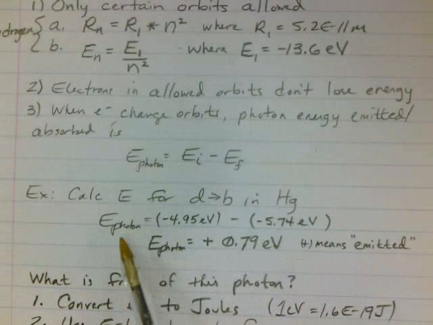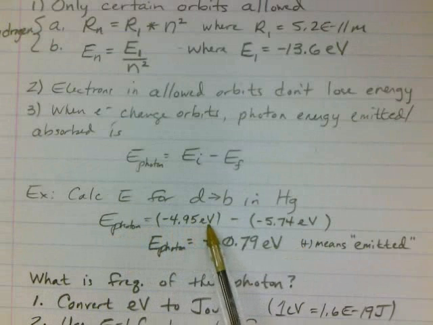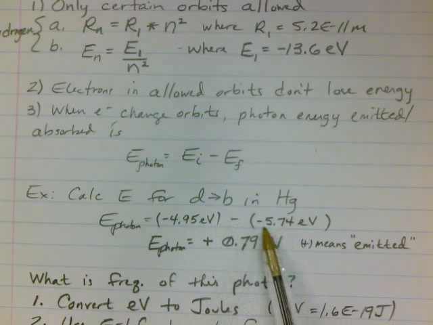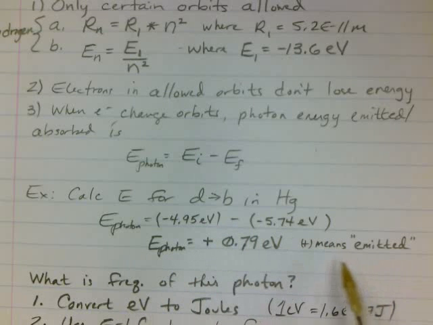So I come back to my calculation. Energy of the photon is negative 4.95. That's where we started out, minus negative 5.74 electron volts. And then the energy of the photon turns out to be plus 0.79 electron volts. And we've got a little note here. The plus sign means that the photon was emitted or given off by the atom.